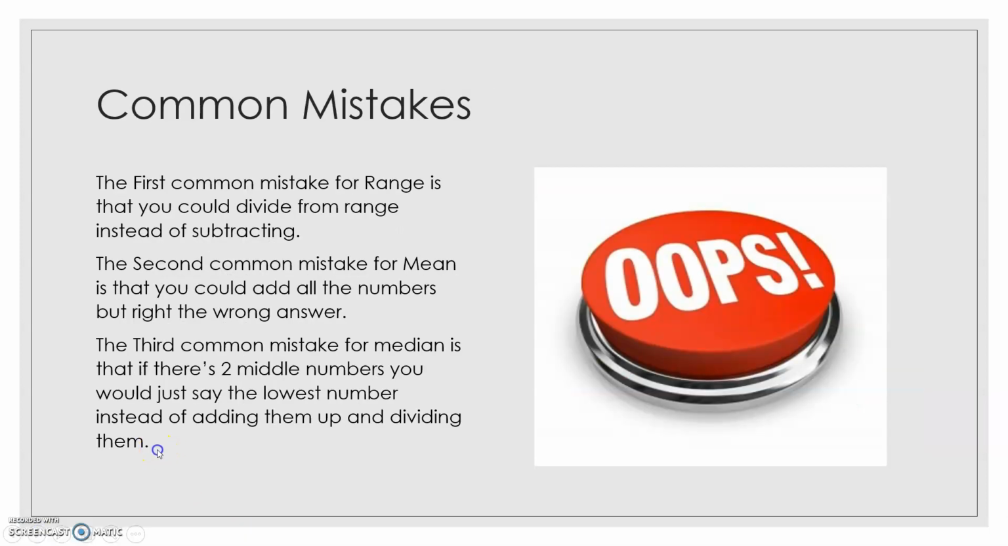The first common mistake for range is that you could divide from range instead of subtracting. The second common mistake for mean is that you could add all the numbers up but get the wrong answer. The third common mistake for median is that if there's two middle numbers, you would just say the lowest number instead of adding them up and dividing them.